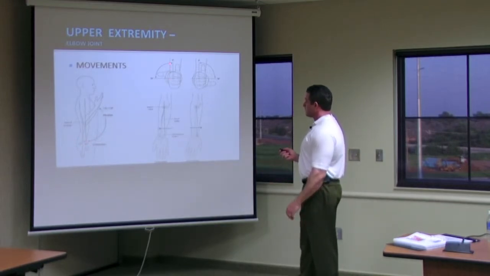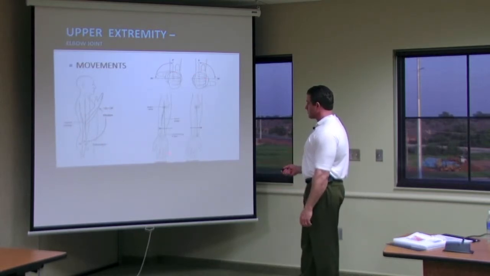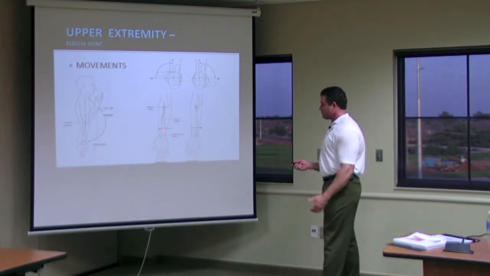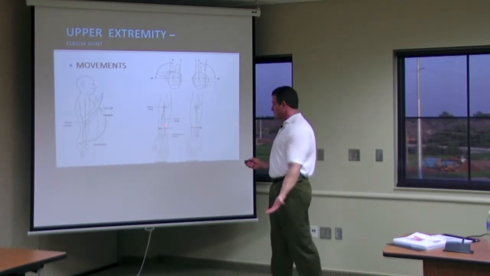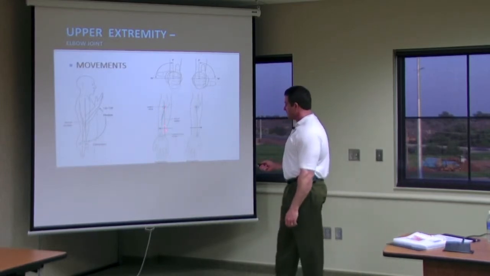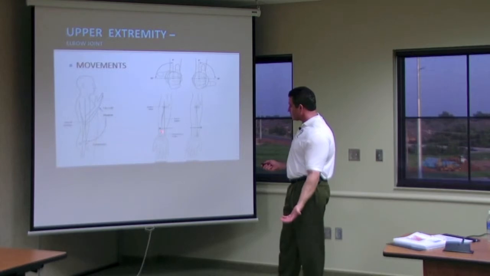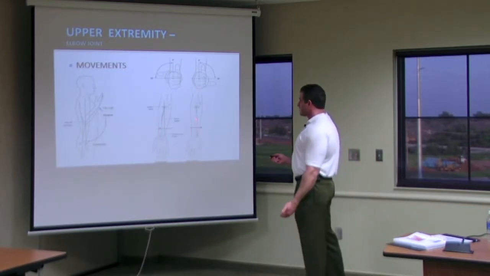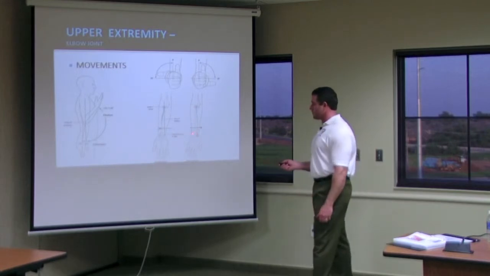You also are going to have supination and pronation of the wrist, which you're going to see illustrated right here. You can see what happens in supination. You actually are returning to the anatomical position. The ulna and the radius are lying parallel to each other. When you pronate, the radius rotates over the ulna.